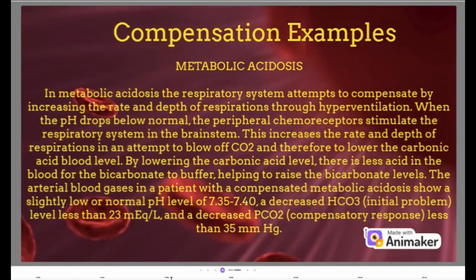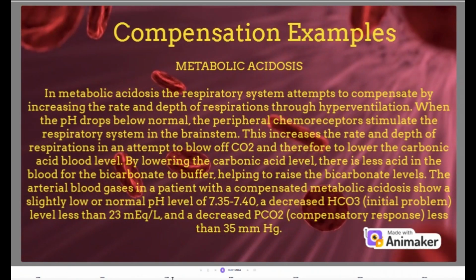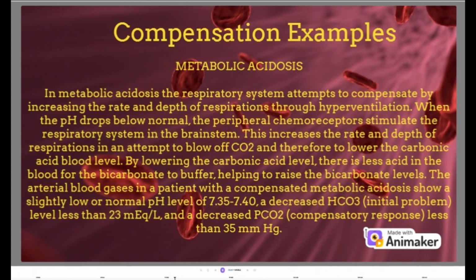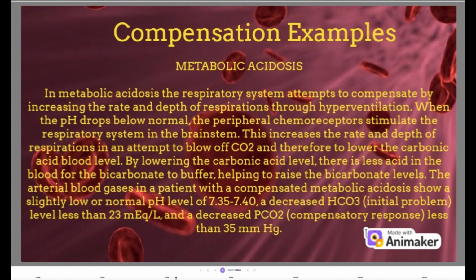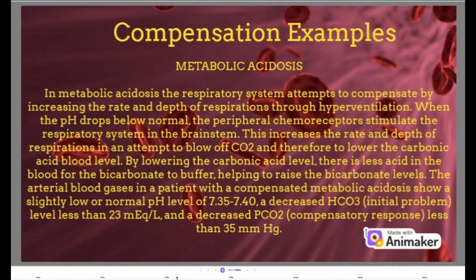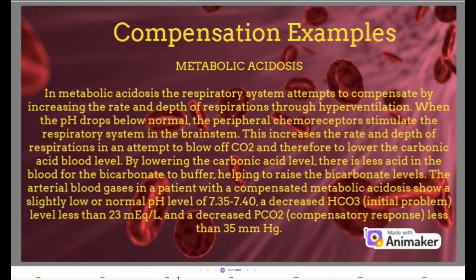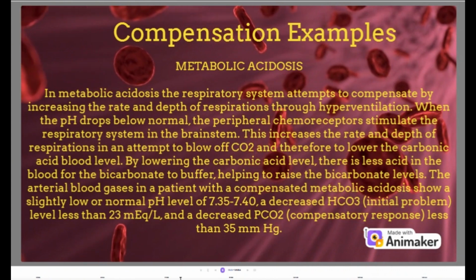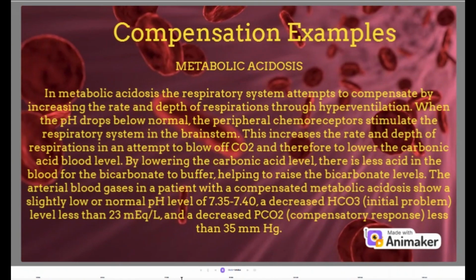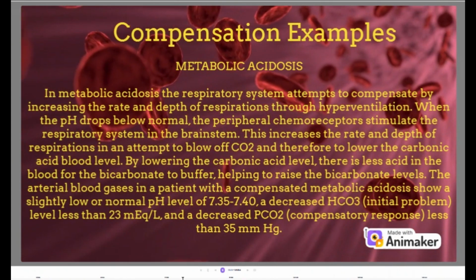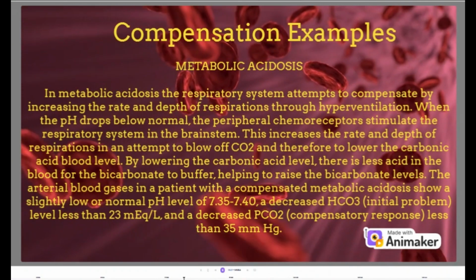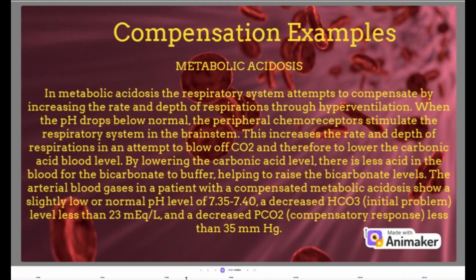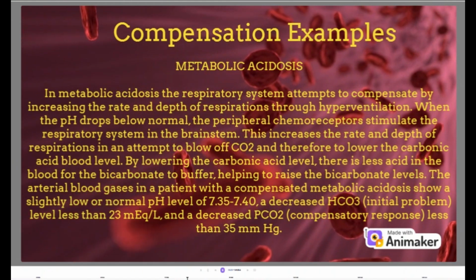Compensation examples. Metabolic acidosis. In metabolic acidosis, the respiratory system attempts to compensate by increasing the rate and depth of respirations through hyperventilation. When the pH drops below normal, the peripheral chemoreceptors stimulate the respiratory system in the brainstem. This increases the rate and depth of respirations in an attempt to blow off CO2 and therefore to lower the carbonic acid blood level. By lowering the carbonic acid level, there is less acid in the blood for the bicarbonate to buffer, helping to raise the bicarbonate levels.